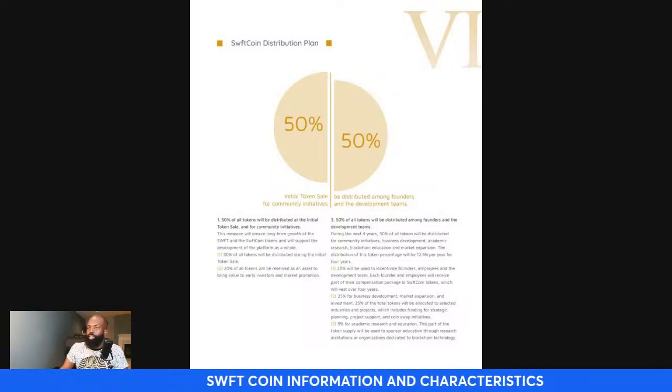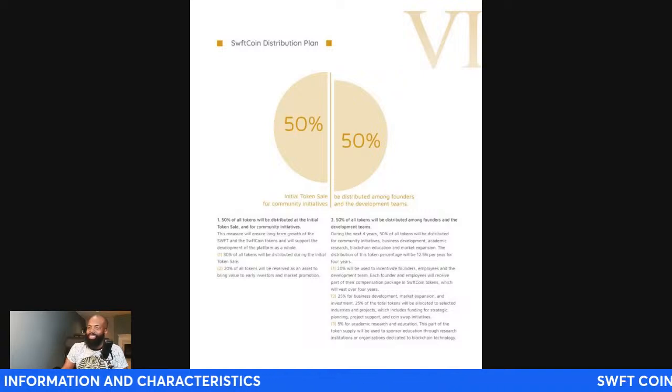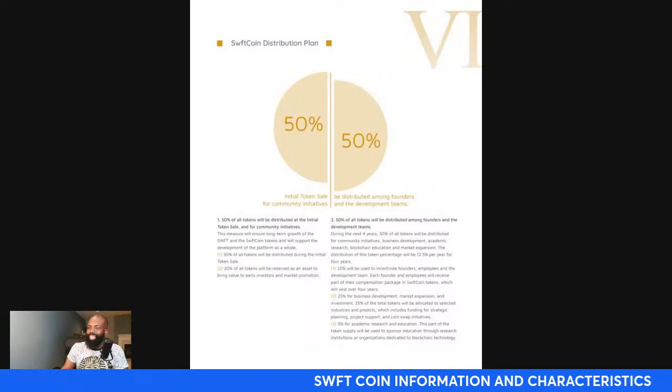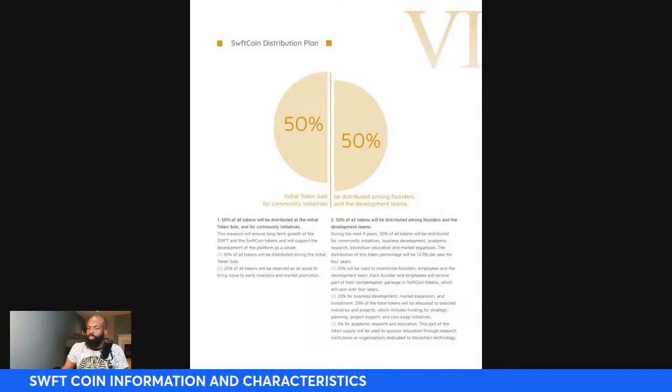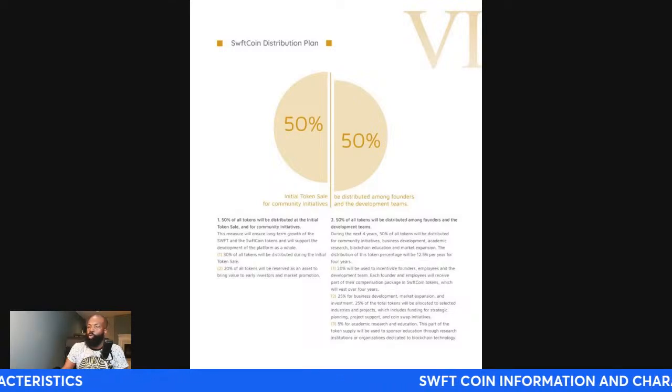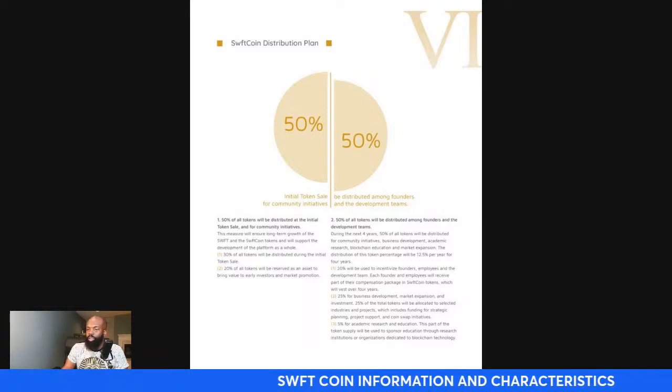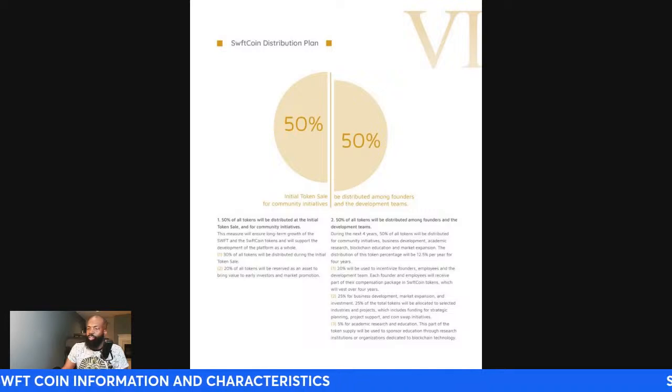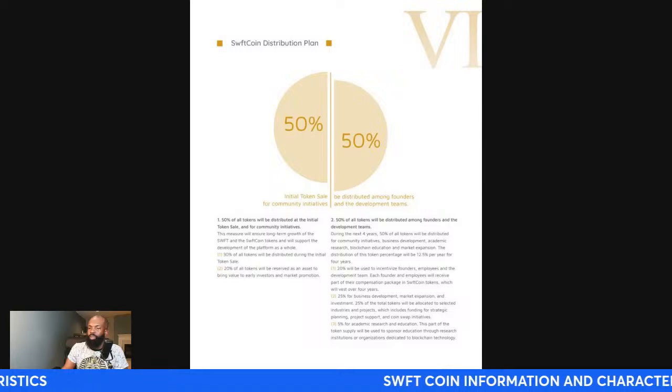During the next 4 years, 50% of all tokens will be distributed for community initiatives, business development. There goes MetaPath, academic research, blockchain education, and market expansion. The distribution of this token percentage will be 12.5% per year for 4 years. 20% will be used to incentivize founders, employees, and the development team. Each founder and employee will receive part of their compensation package in SWFT Coin tokens, which will vest over 4 years.